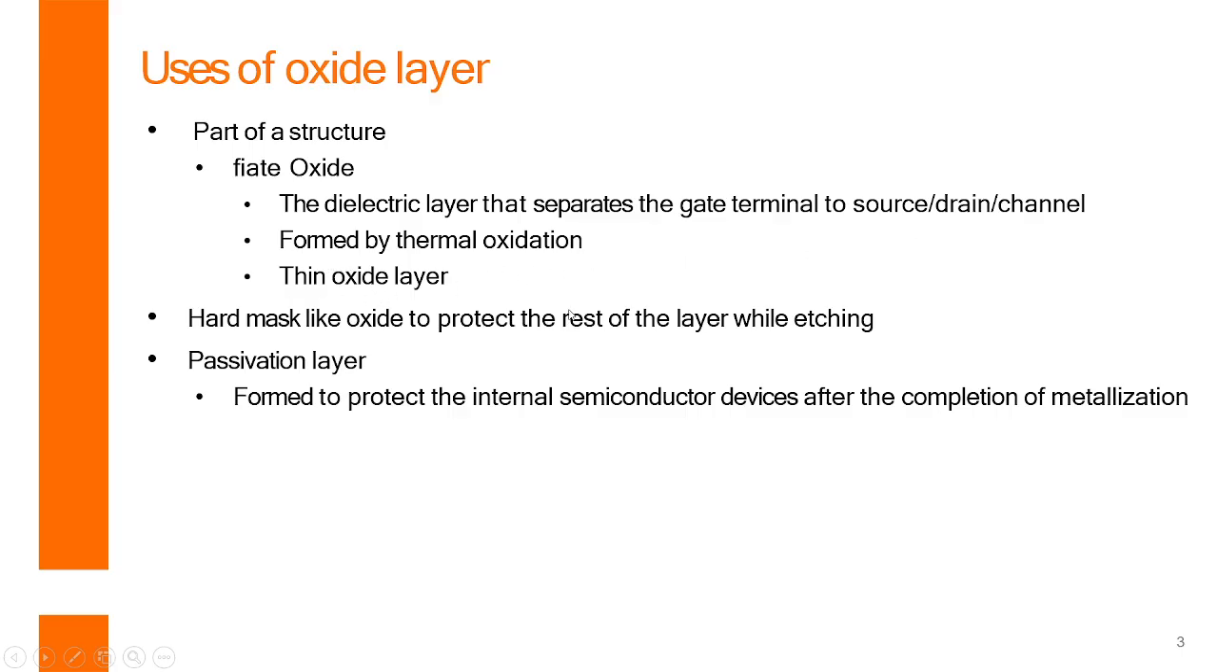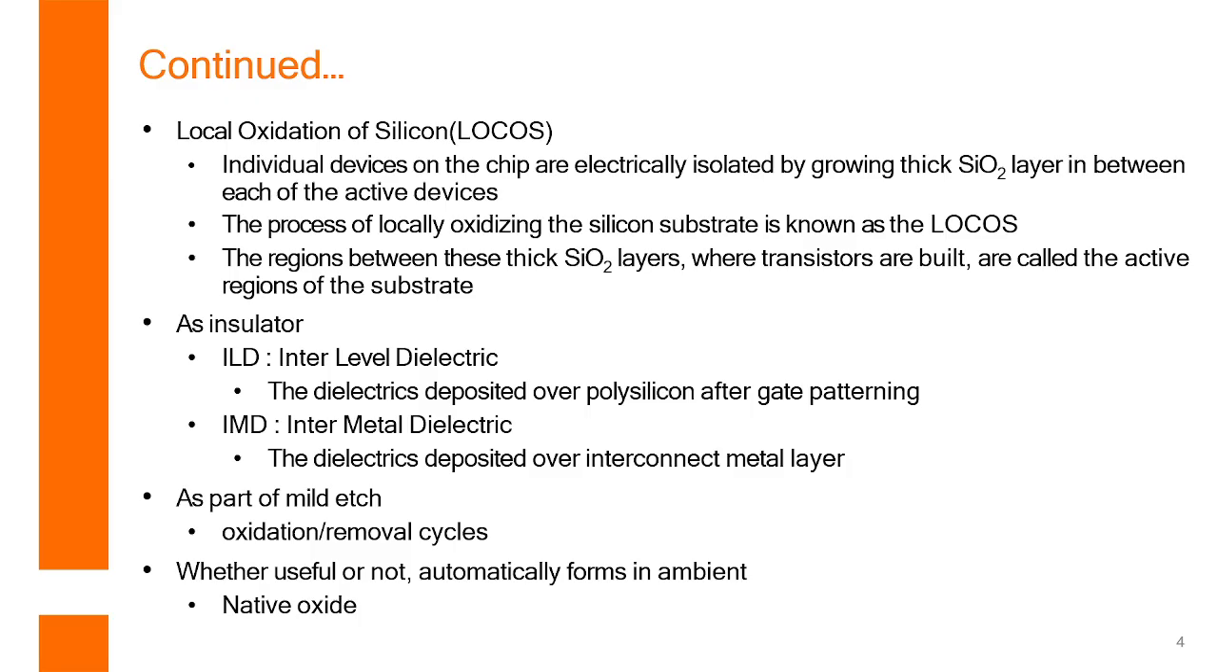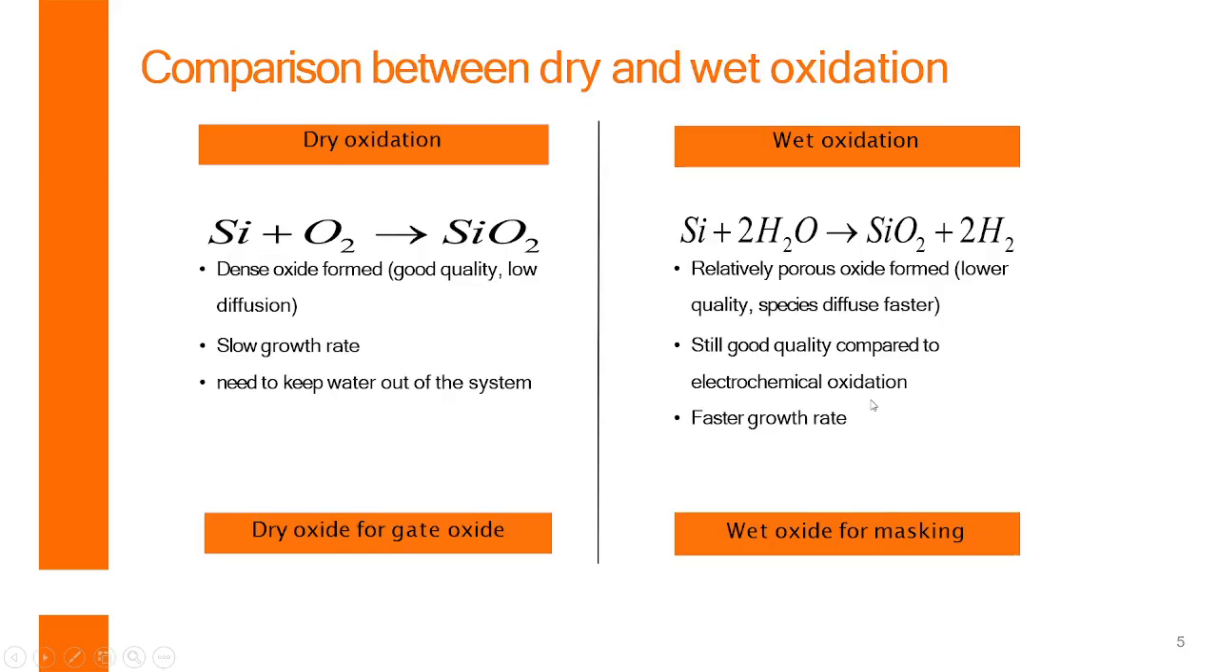So basically, we'll make thick oxide for the source and drain, and thin oxide for the gate region. And there is LOCOS also, local oxidation of silicon. What is this LOCOS? Individual devices on the chips are electrically isolated by growing the thick oxide in between the active devices. So this process is low cost. We need to develop a thick oxide on the inactive region. That is nothing but low cost. And there are interlevel dielectric and intermetal dielectric. All those things are there.